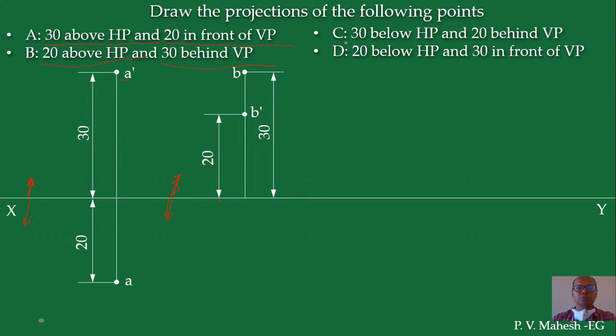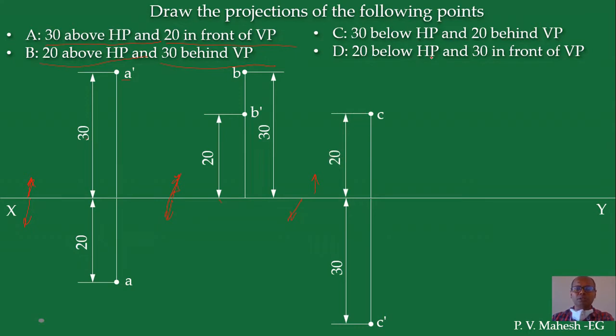So next one is point C, 30 mm below HP and 20 mm behind VP. 30 mm below HP means it will be down below the HP, at a distance of 30 mm, designated with c dash. And 20 mm behind VP means this is behind VP, so it is c at a distance of 20 mm.